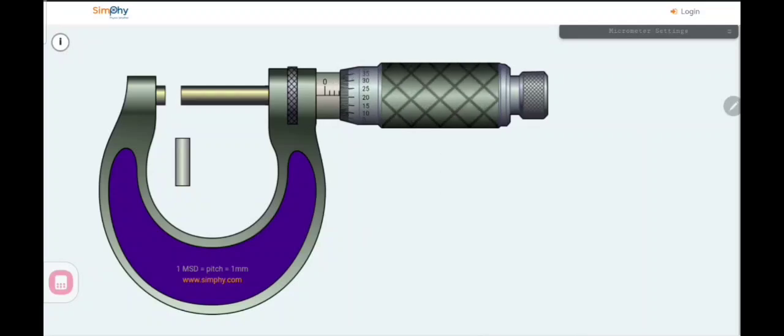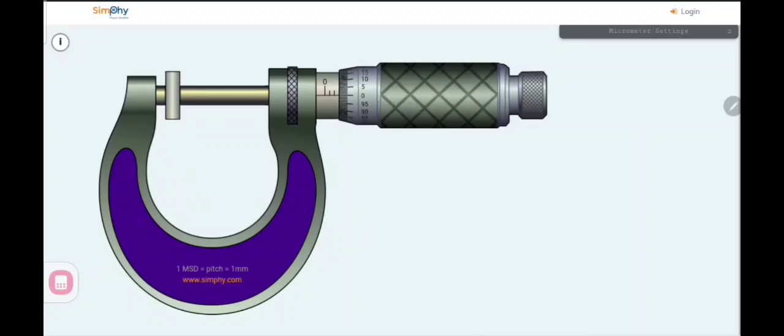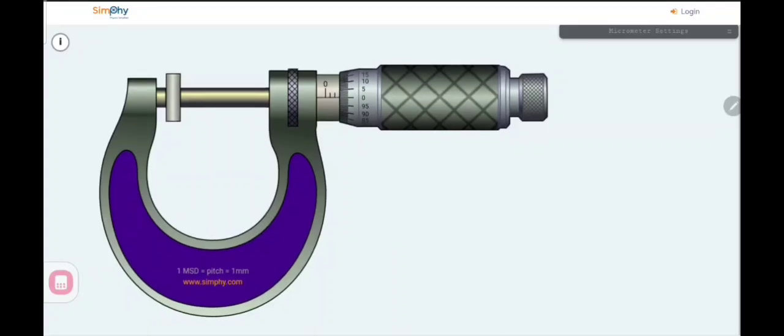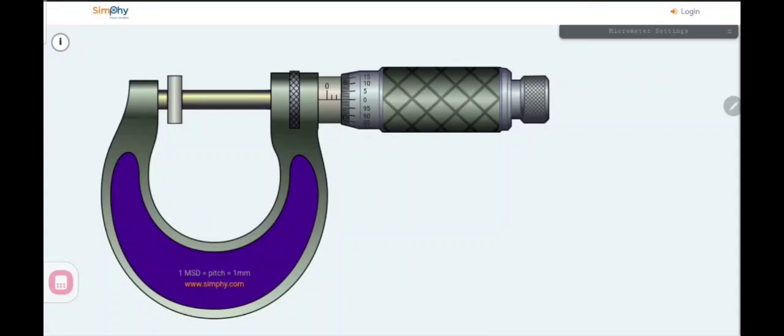So for example, we kept an object here. Now I'll have to take reading from this. PSR. PSR means pitch scale reading. Whatever divisions you are seeing here, you have to take as pitch scale reading. So take it as 0, 1, 2, 3. Suppose you have a situation like this. Okay, 0, 1, 2, 3. 3 are visible. So 3 millimeters.